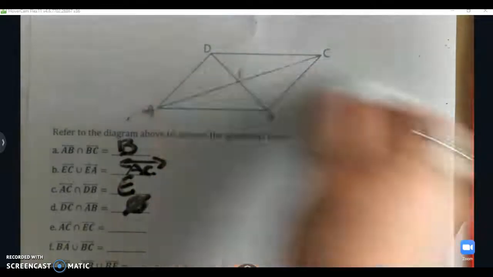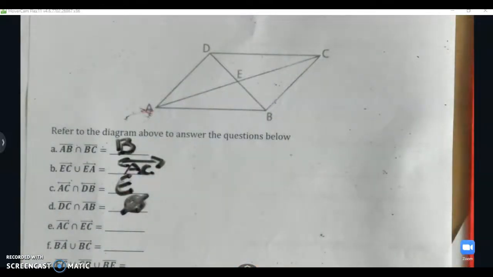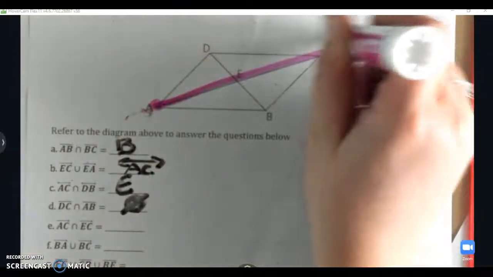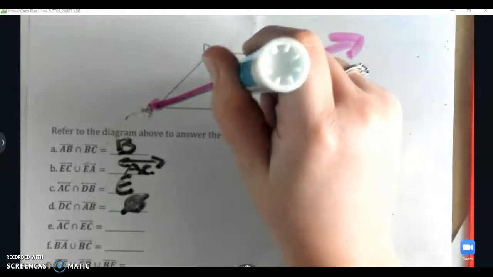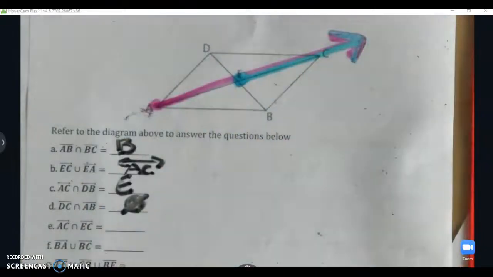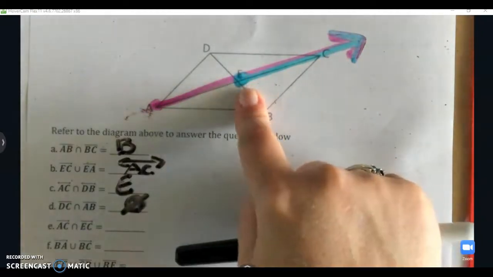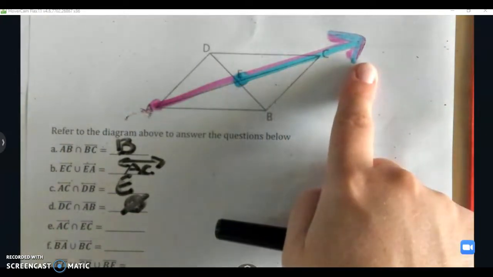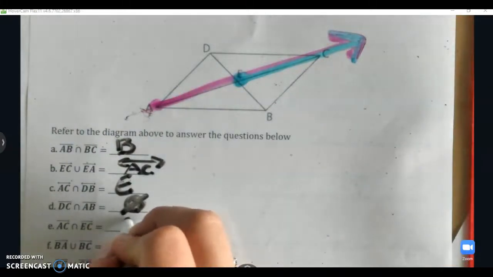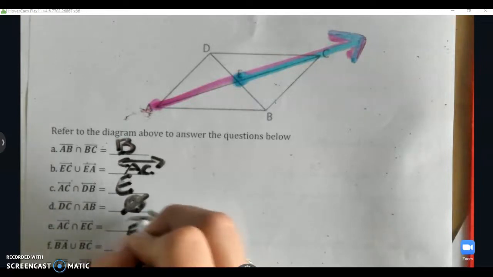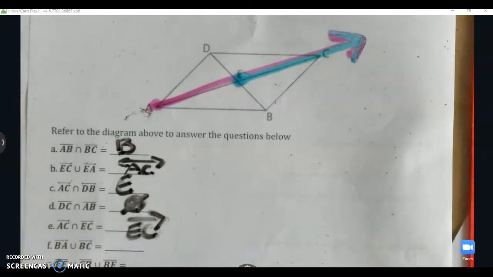Okay, let's look at E. I've got ray AC, which means it starts at A and goes off to infinity through C, and ray EC, starting at E, going off to infinity, also through C. And we're looking for the intersection. Where do they touch? Where are they going to overlap? Well, that's going to be at E and everywhere off to infinity through that point. So the intersection is actually going to be ray EC. And we cannot write that any other way because it's a ray.